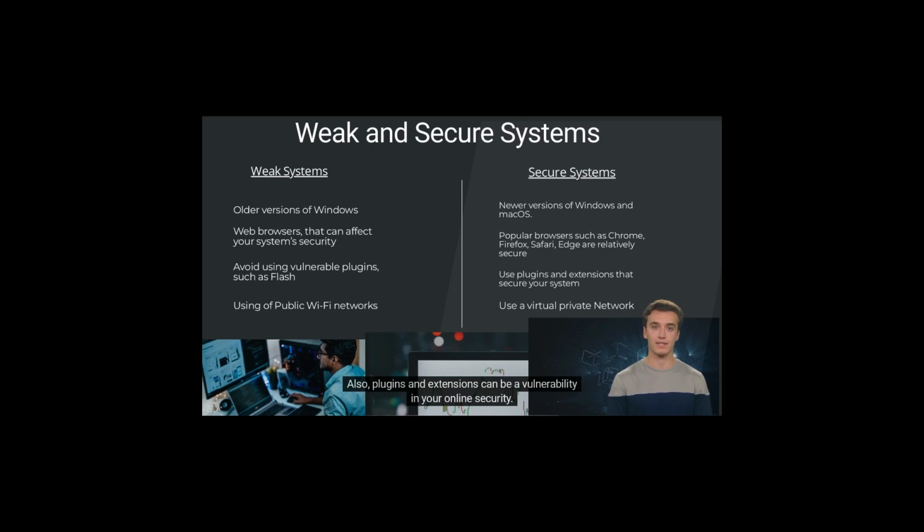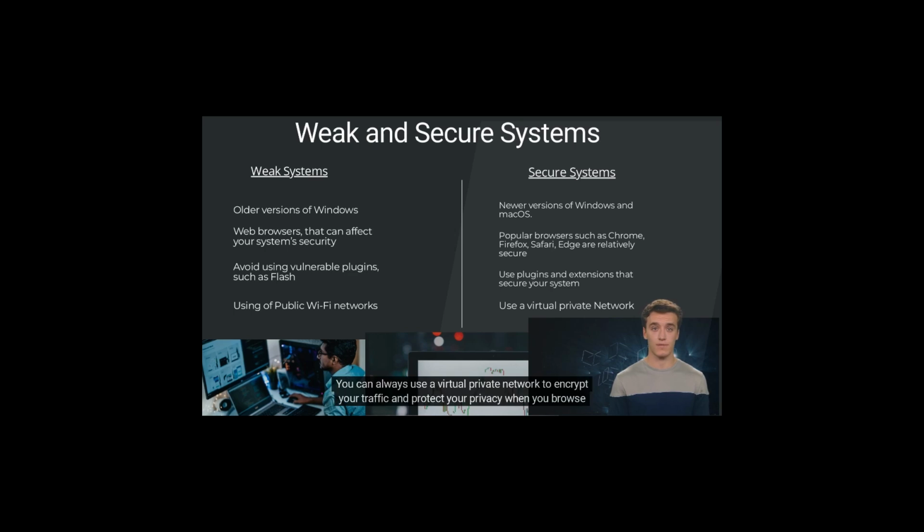Also, plugins and extensions can be a vulnerability in your online security. Some plugins like Flash, which is now no longer supported, are known to be particularly vulnerable to attacks, and it's generally recommended to avoid them altogether. If you use public Wi-Fi networks, for example in cafes or airports, your security is even more vulnerable as these networks are often unsecured. This means that anyone on the same network can intercept your traffic and steal your personal information. To improve your online security, it's important to keep your operating system and browser updated with the latest security patches, avoid using vulnerable plugins and extensions, and be careful when using public Wi-Fi networks.